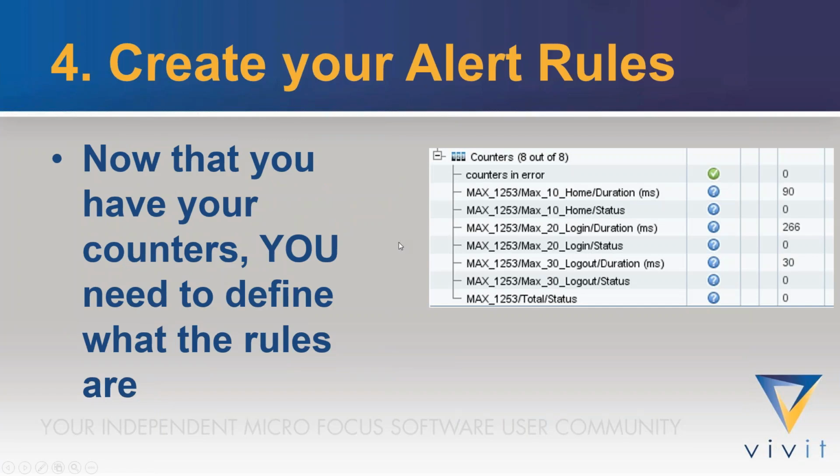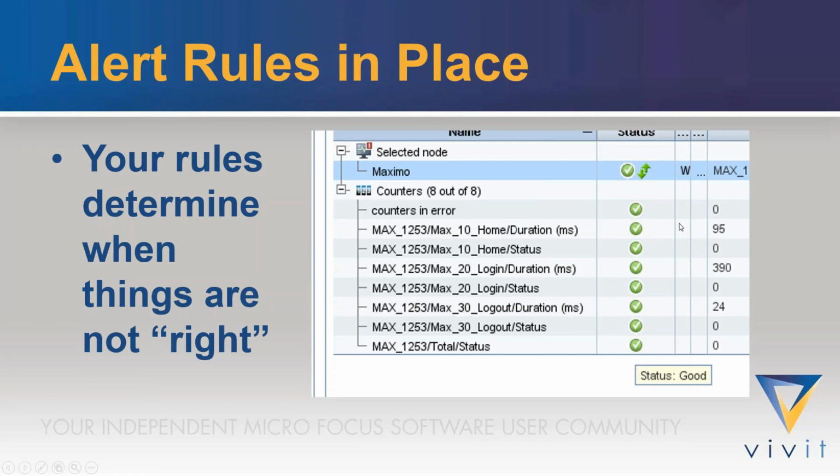Once you have your counters, you need to define what the rules are. So here we have our counters we selected, but there's question marks, which means it doesn't know if this response time of 90 milliseconds is good or bad. So you have to teach it what the rules are because it doesn't know. Once you've established what the rules are, you can come back to this dashboard view, which you see, and you see lots of green happy check marks, meaning your status is good. This is all very user controllable.